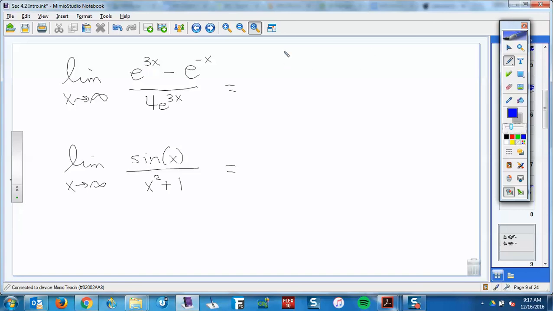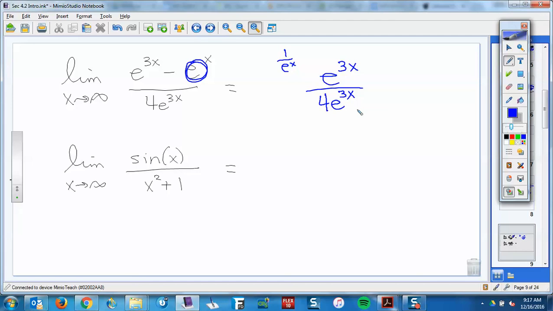Now, what about e to the negative x? That's actually 1 over e to the x. That's going to get really small, because e to the x is going to get really big, but it's on the bottom. So this whole thing is just going to go to 0. So this is going to end up being e to the 3x over 4e to the 3x. Does that make sense? Now let me stop here just for a second.